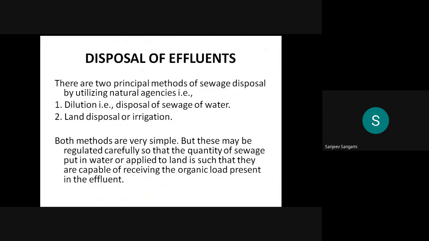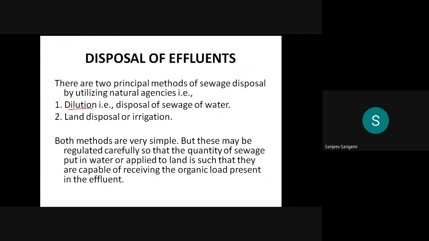There are two principal methods of sewage disposal. The first technique we apply is dilution. This is used when you dilute the wastewater with any of the waters. Then the concentration of the BOD levels is going to decrease. Our motive is that we have to decrease the BOD value as well as the COD or the TOC that we have discussed. Then how exactly are we doing it? The best method is dilution.